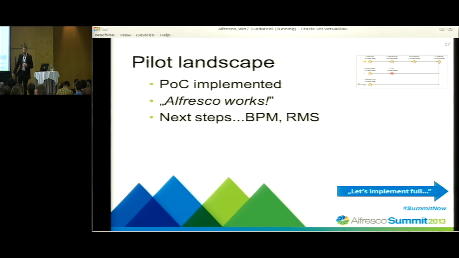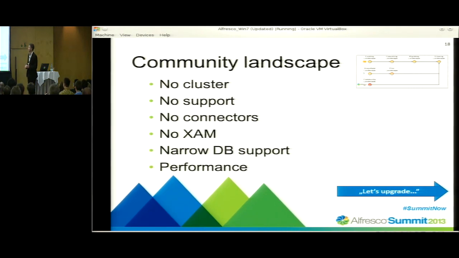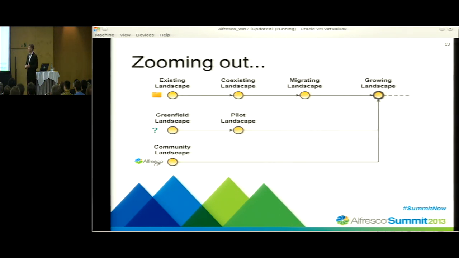The third starting point is community landscape. You should point out here that there is no cluster, no support, no connectors. Basically, the client is on his own. The only logical step to do here is to upgrade to subscription version. So you go back to the growing landscape. Very easy. Zoom out, let's see the big picture. So you have three starting points, existing landscape, greenfield landscape, and community landscape. But there is only one single end goal, and that's growing landscape, a fully grown Alfresco system.